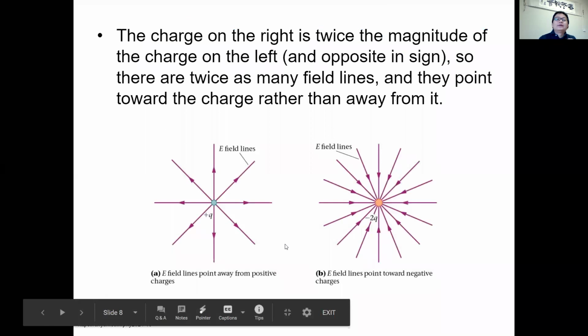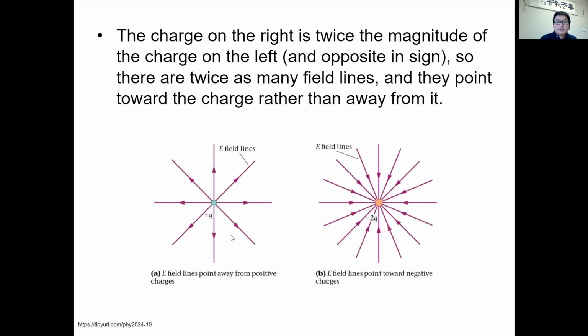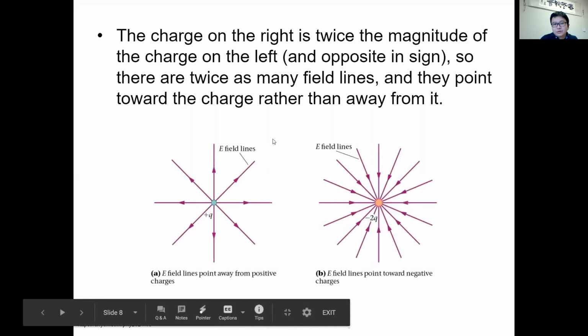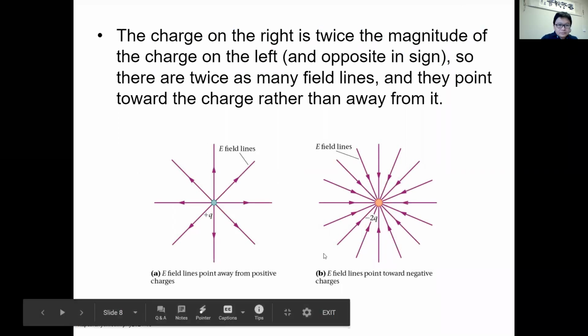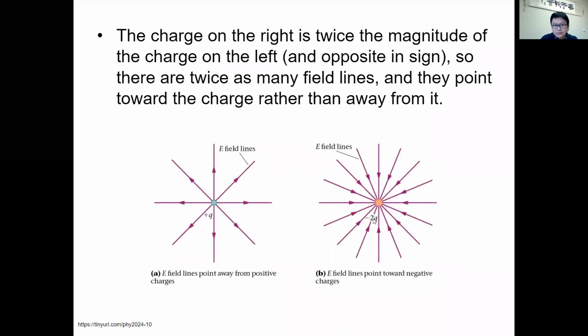For electric field lines surrounding a positive charge, they point from the positive charge towards infinity. For a negative charge, they point from infinity towards the negative charge. The line density indicates the strength of the electric field as well. In this case, positive Q and negative 2Q, the negative charge will have twice as many lines because the E field is directly proportional to the magnitude of the charge Q.